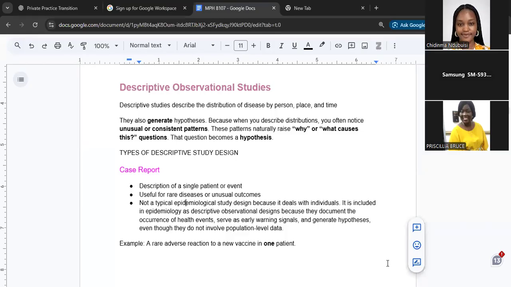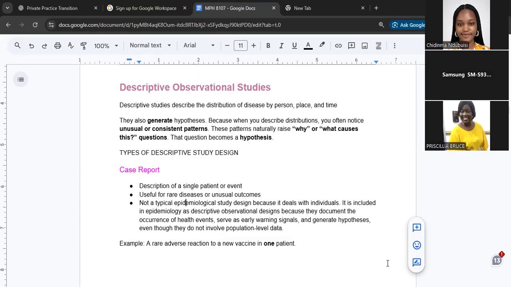But in case reports, what happens oftentimes is in the hospital setting. For instance, a doctor notices something that is rare, something that we don't really see that much. Now you can go ahead to write about it, describe it, and talk about it. That's case reports. You're basically describing a rare event, and oftentimes it's in a single patient.